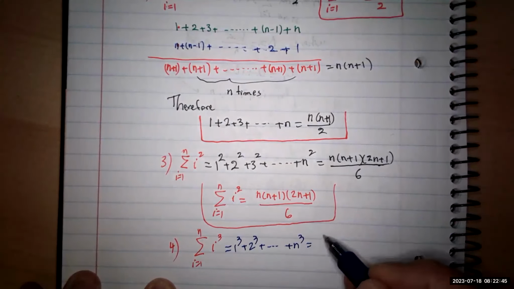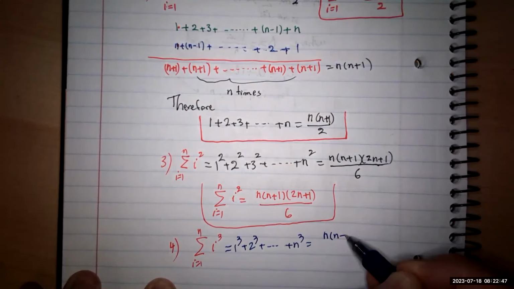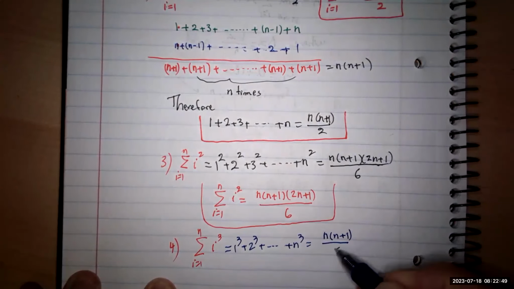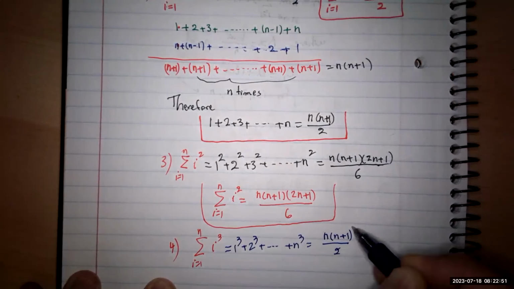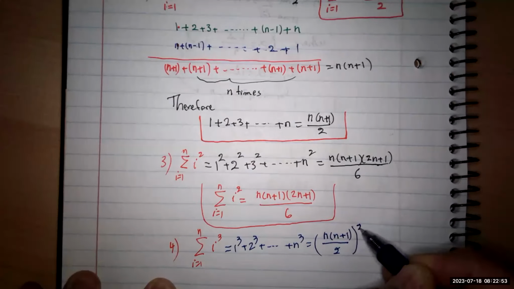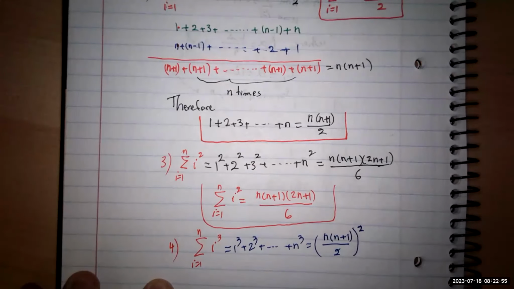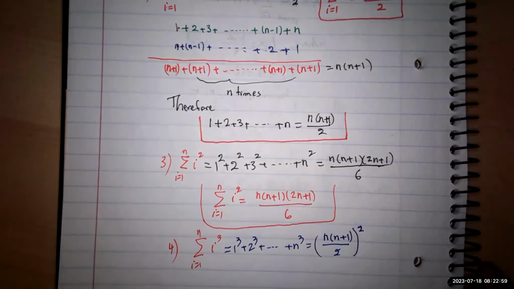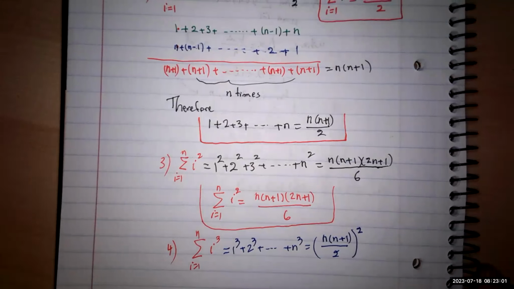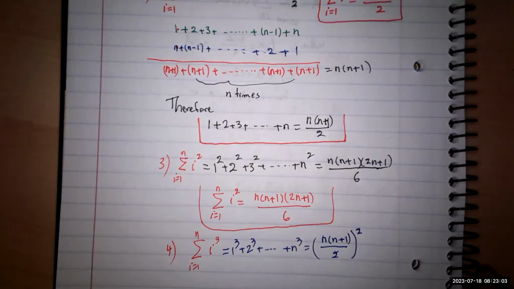And this is going to be n times n plus 1 divided by 2, all squared. That's going to be the third one. The fourth and the fifth are more complicated to do. But again, when you take those courses, it is going to be part of your job to find them.